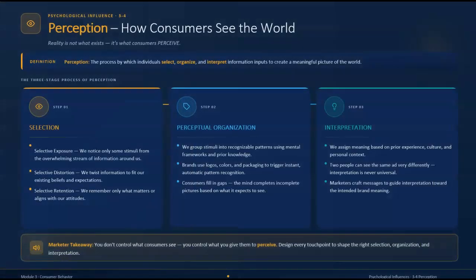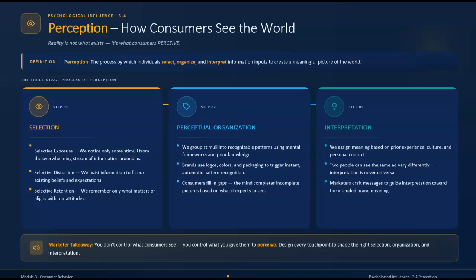Perception, how consumers see the world. What is perception? The process by which individuals select, organize, and interpret information inputs to create a meaningful picture of the world. Step one is selection, selective exposure. We notice only some stimuli from the overwhelming stream of information around us. Selective distortion. We twist information to fit our existing beliefs and expectations or narratives. Selective retention. We remember only what matters or aligns with our attitudes.